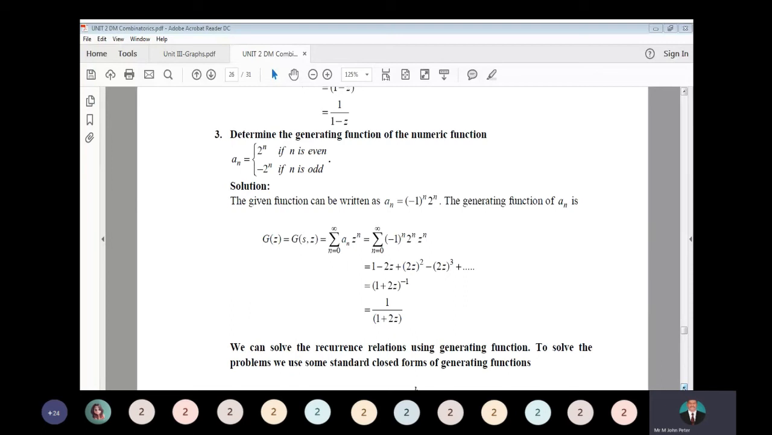That is (1 plus 2z) power minus 1. So instead of x, that is 2z. So that is (1 plus 2z) power minus 1. So take it to the denominator, you will get 1 divided by 1 plus 2z.